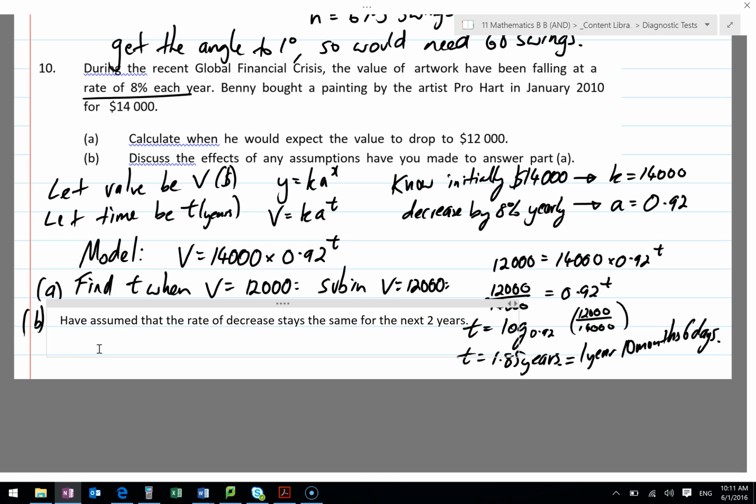Okay, so if the rate was actually higher, it would decline to 1200 faster than 1 year, 10 months.